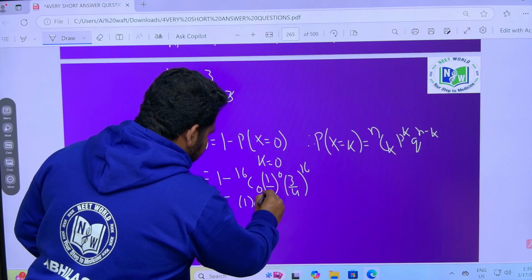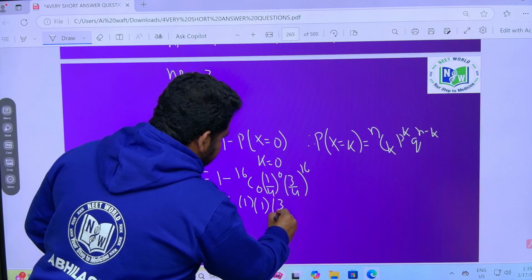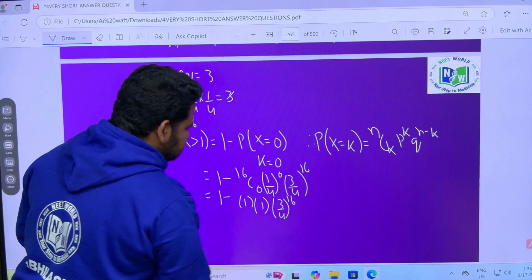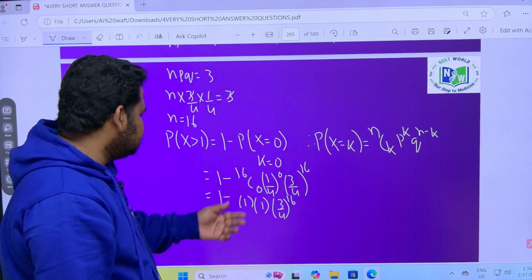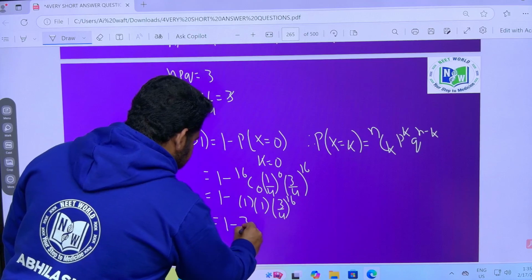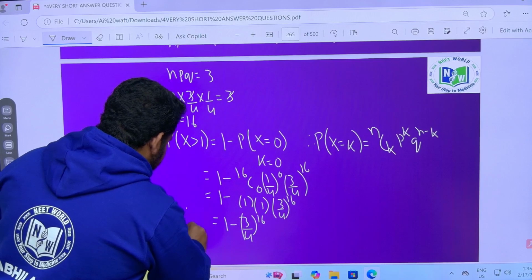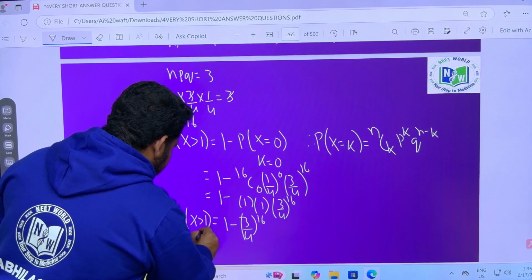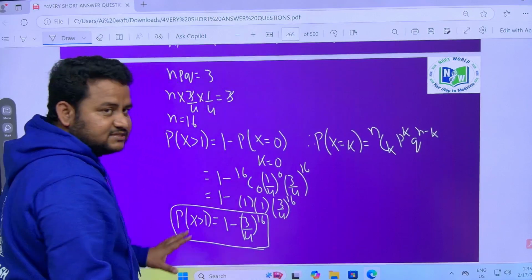Because anything to the power of 0 is 1 itself, this will be equal to 3 by 4 to the power of 16. So the answer to this question is 1 minus 3 by 4 to the power of 16. So P of x greater than 1 is 1 minus 3 by 4 to the power of 16. That's it. This is the answer to this question.